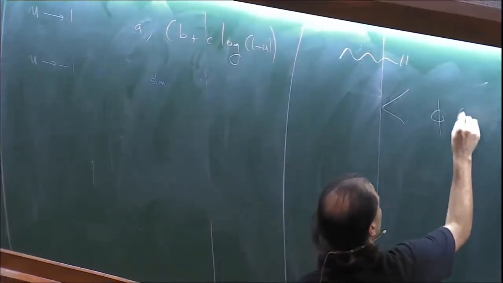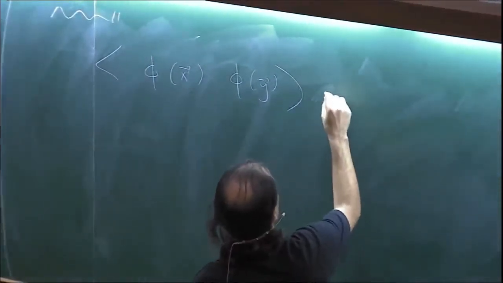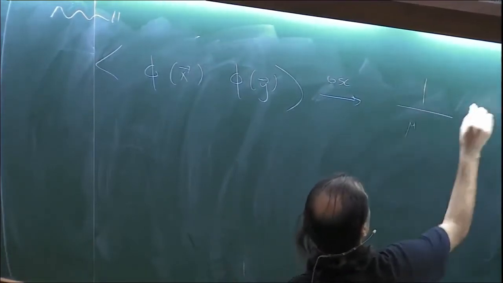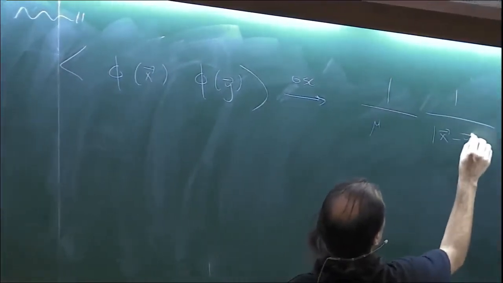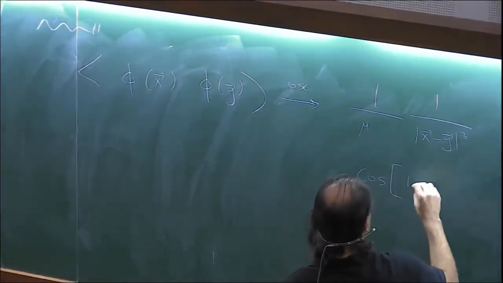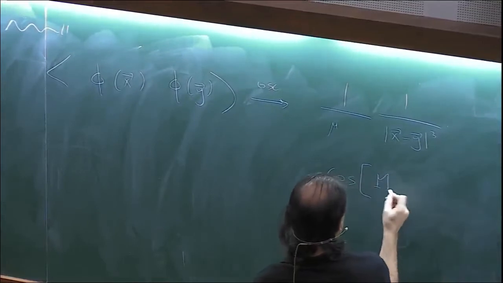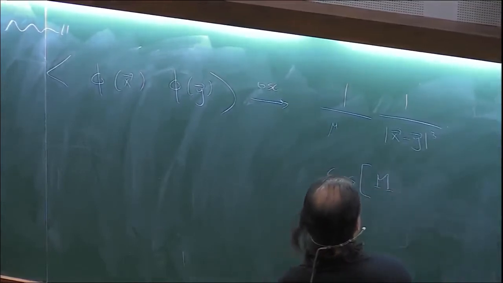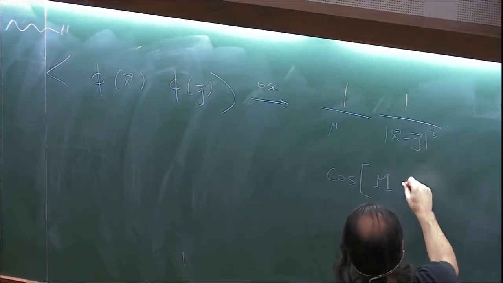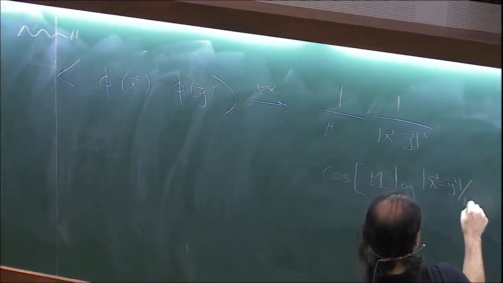So that 2-point function for the massive particles in flat space, the oscillatory piece is actually 1 over mu, 1 over x minus y cubed. And then I have a cosine, not of m times x minus y itself, which would be what's in flat space, but a cosine of m over Hubble, well, I'm working in units with Hubble equal to 1, times the log of x minus y over some IR cutoff.